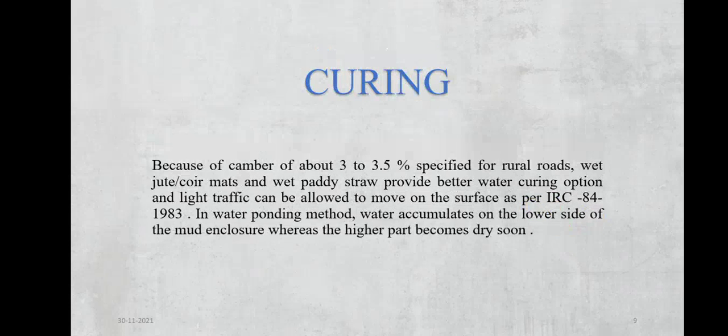Curing: in this we can see that 3 to 3.5% of camber is provided, which is under the rural road specification, and for this we will use jute or coir mats and wet paddy straw, which is given in IRC 84/1983. In the water ponding method, water accumulates on the lower side and the higher parts become dry, so we will provide only jute mats over the pavement.